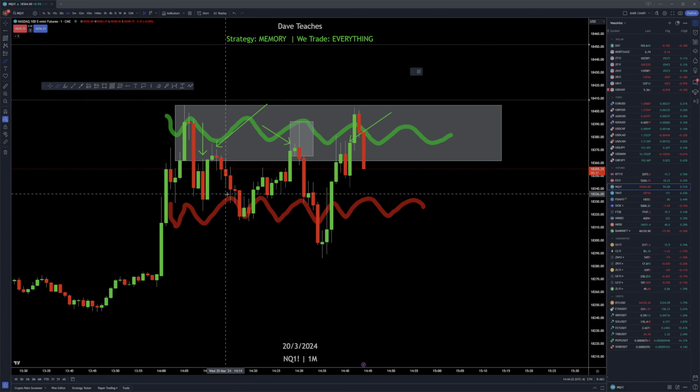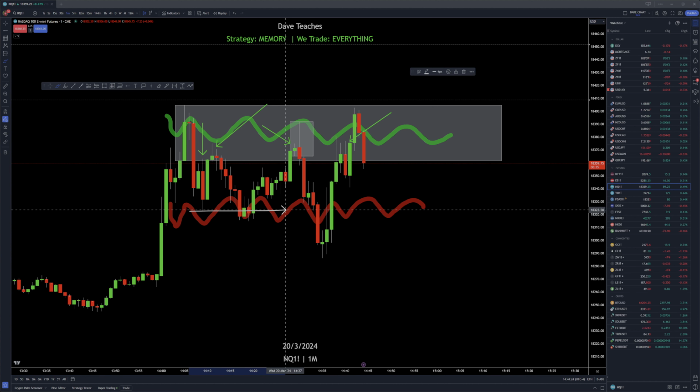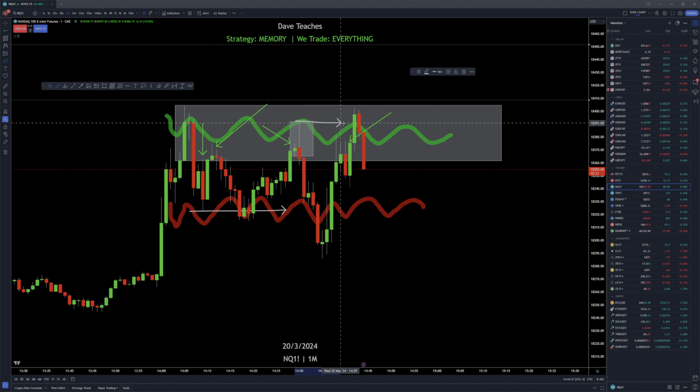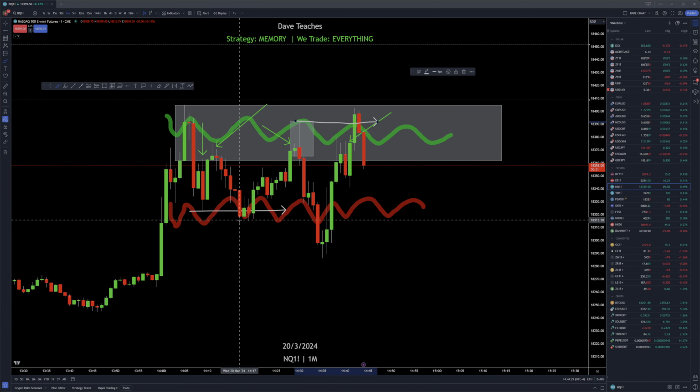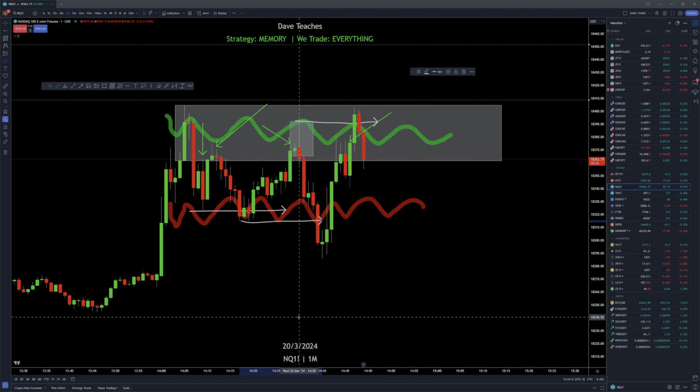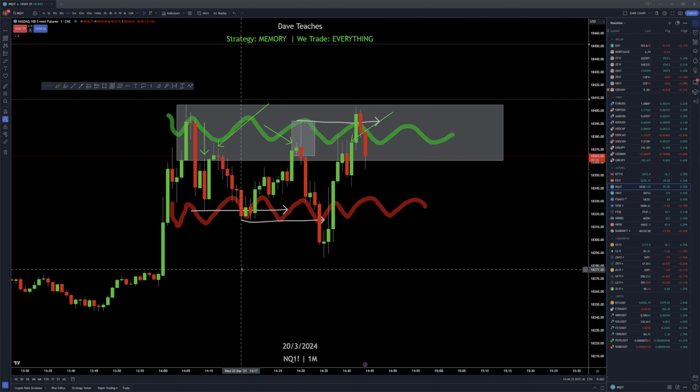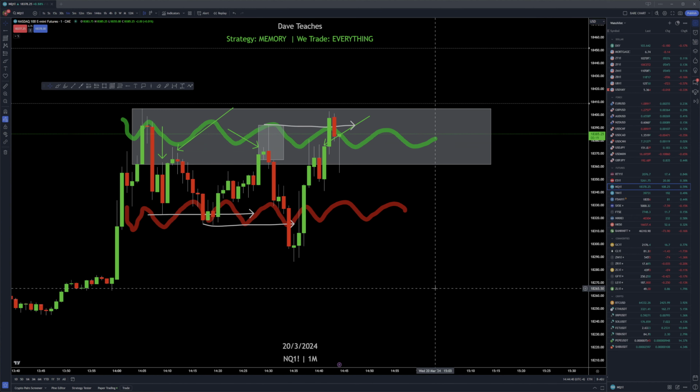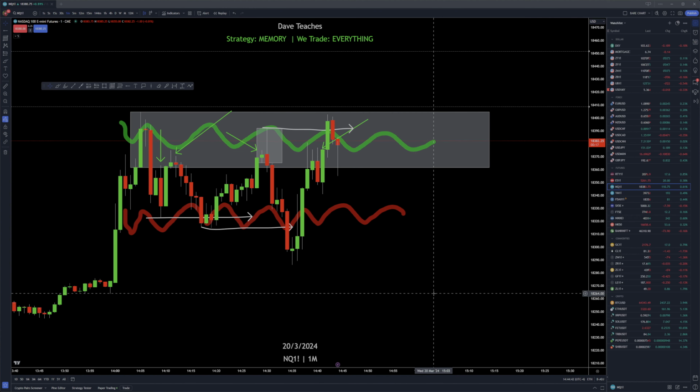And what did we say about these ranges? We said anticipate the lows getting taken, right? The highs getting taken, right? The lows getting taken, right? And it happens over and over again.